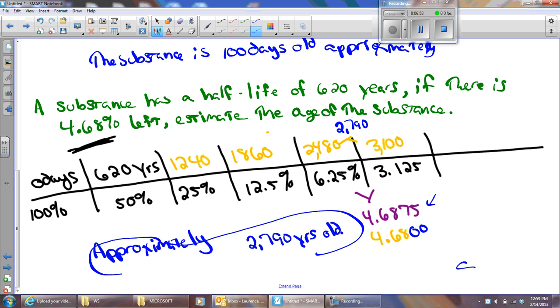So hopefully, seeing how I did that, where I make the little chart and then do the averages, you can make some good estimates for the approximate ages of things based on the percentage of the substance that is left.